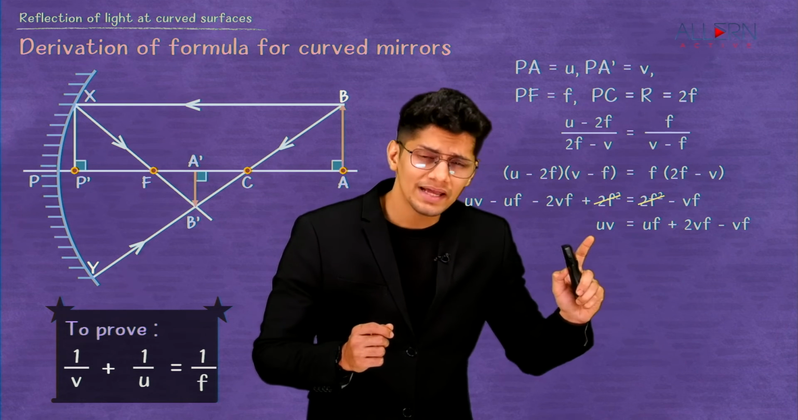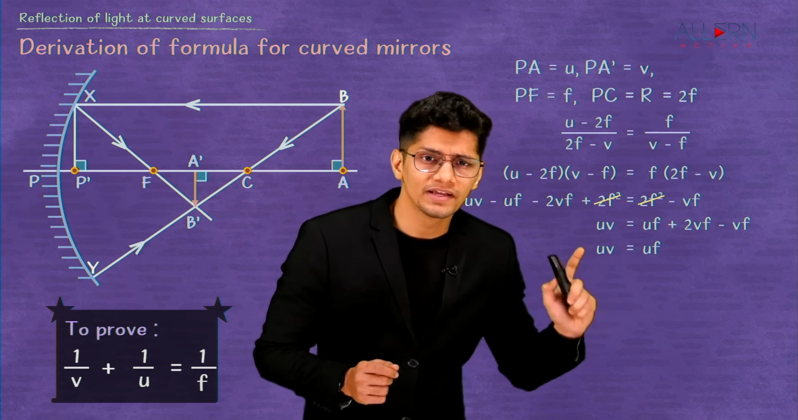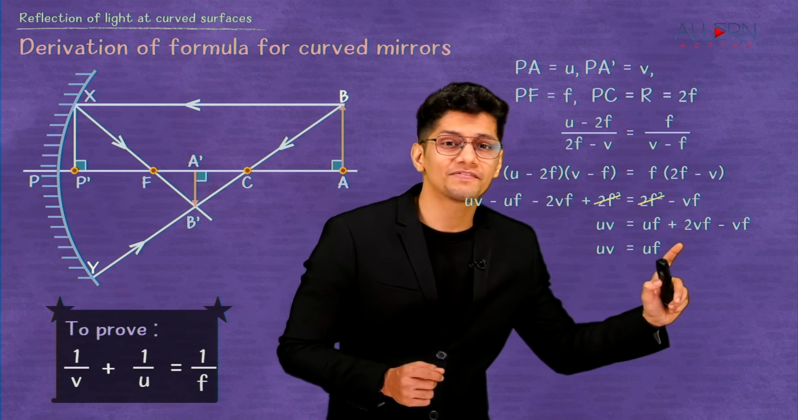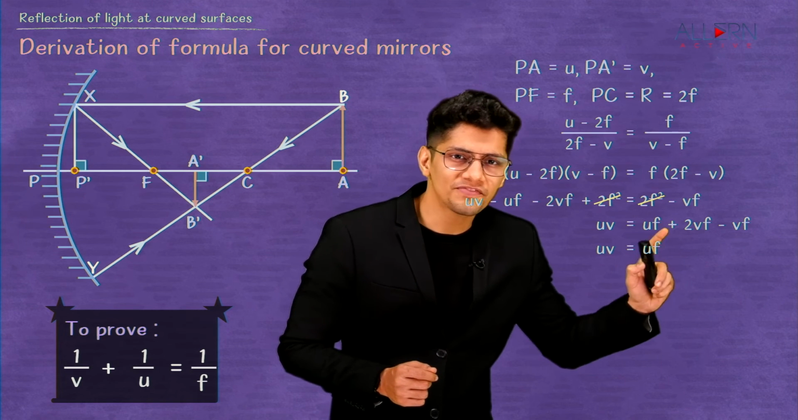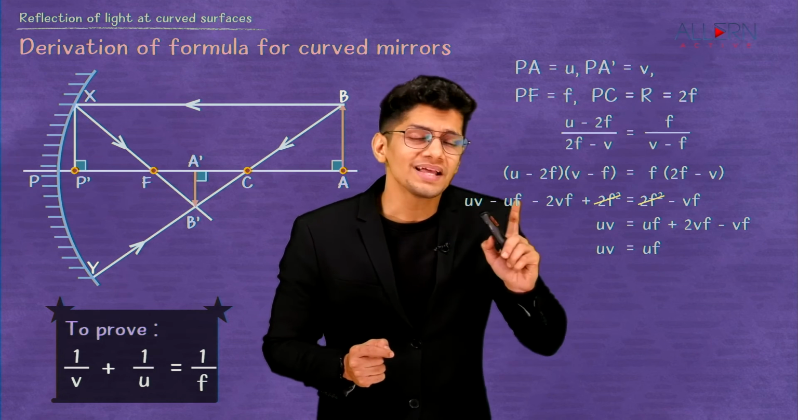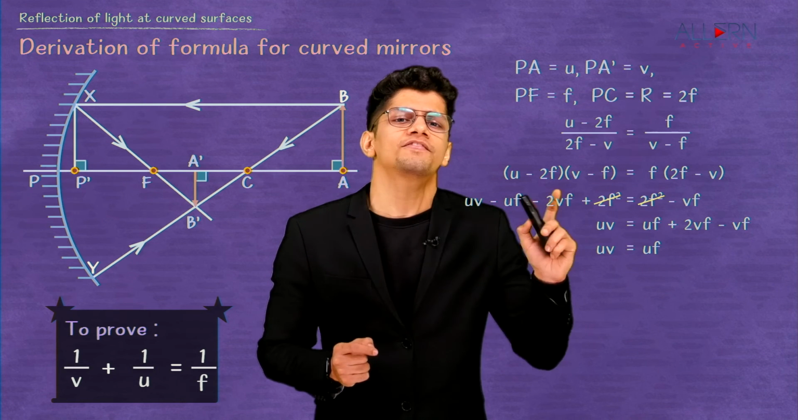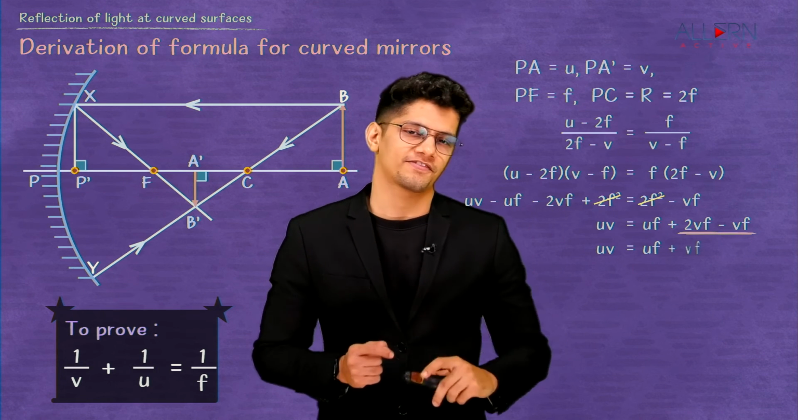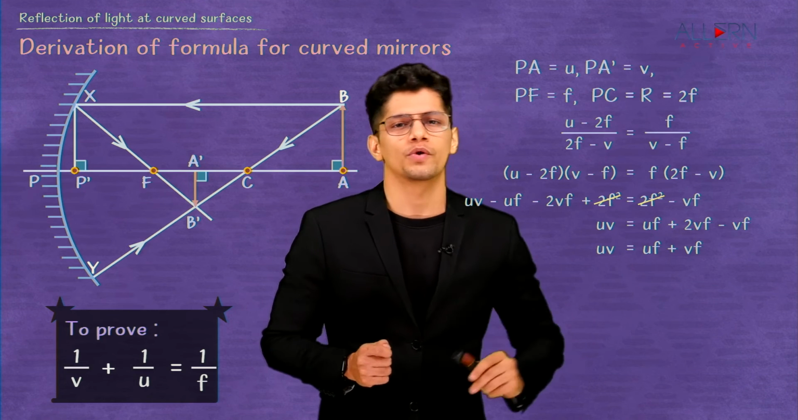Now uv remains as it is, uf remains as it is. Now here we have like terms, right? And we have different sign. That means we need to subtract over here. So plus 2vf minus vf gives us vf. So we have plus vf over here.